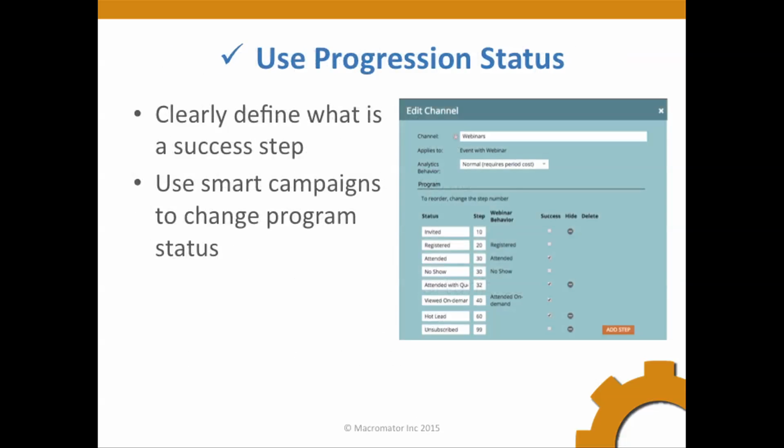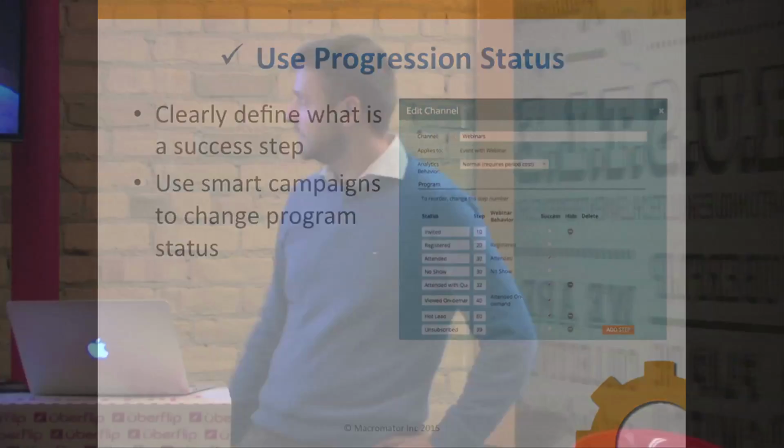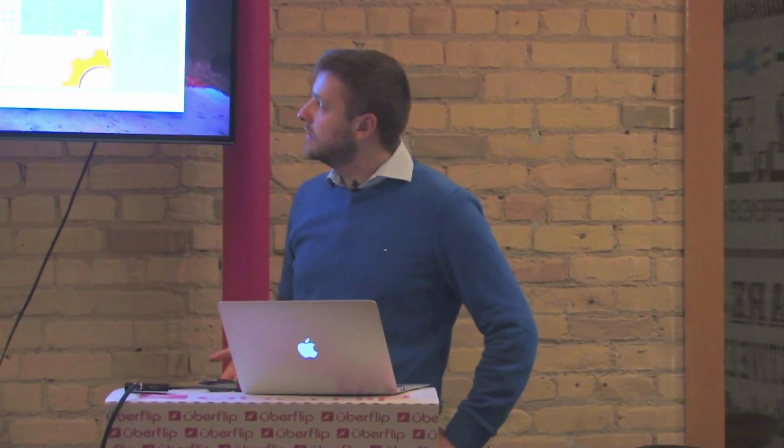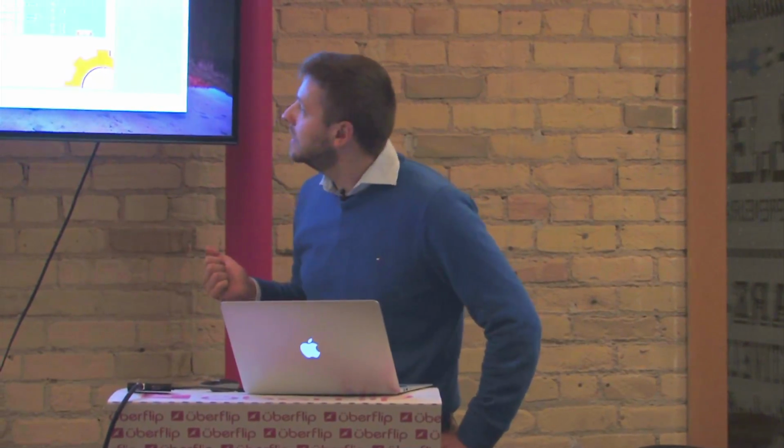So you have your channel and you have progression statuses. This is an example of a webinar where you have your invited, registered, attended, no-show, attended on demand, viewed on demand, hot lead, or unsubscribed in this case. So my successes indicated by the check mark are attended on demand, viewed on demand, and hot lead.